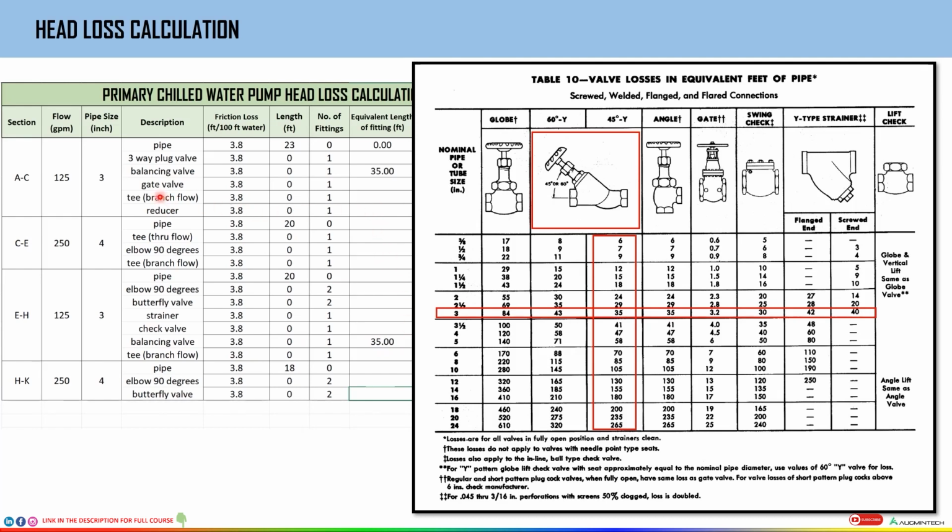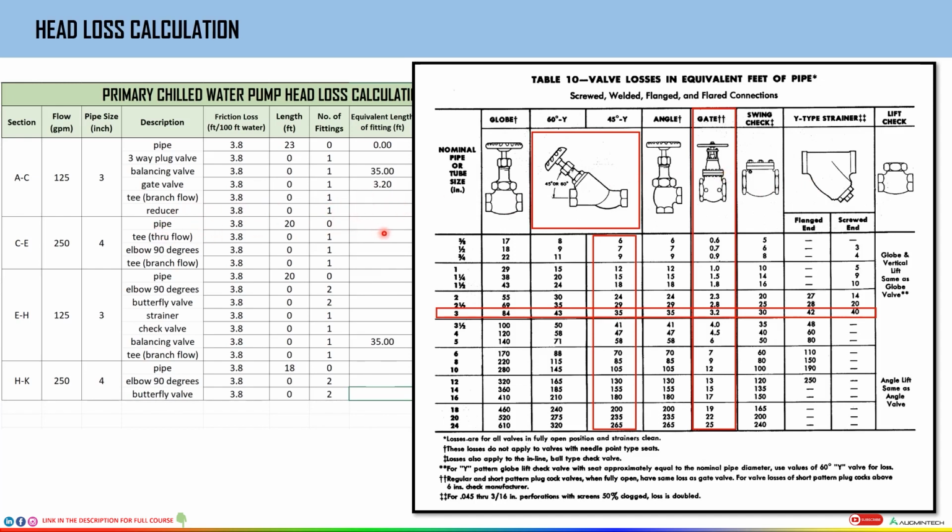Okay, next is gate valve on a 3-inch pipe size. So here we have the gate valve. For a gate valve on a 3-inch pipe size, the value is 3.2. So here we'll fill the value as 3.2. Okay, next T with a branch flow. Here we don't have any value of T. Reducer is also not here. So we'll just leave these two values.